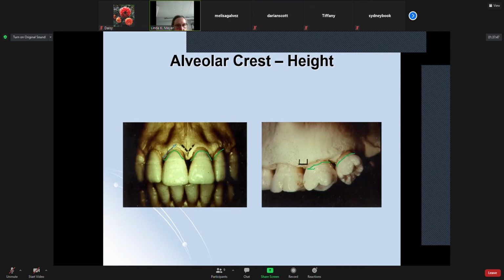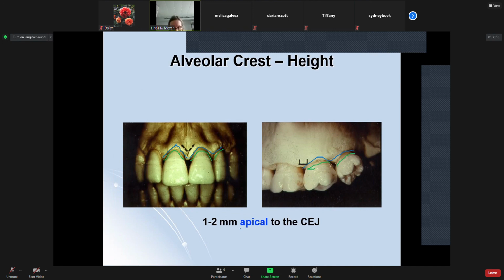Okay, it's always going to be apical to the CEJ, even in health. So here's the crest here. Here's the crest right here. So what is that normal height? In health, the alveolar crest is going to be 1 to 2 millimeters apical to the CEJ.